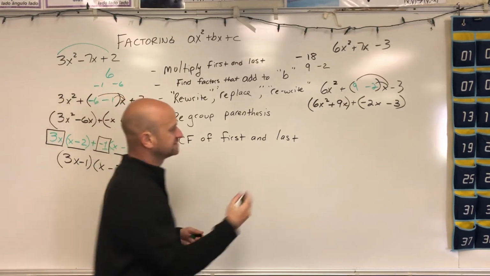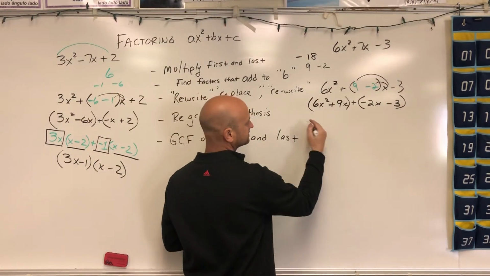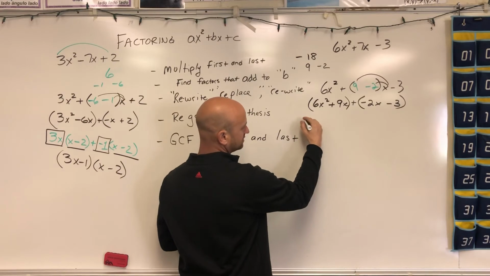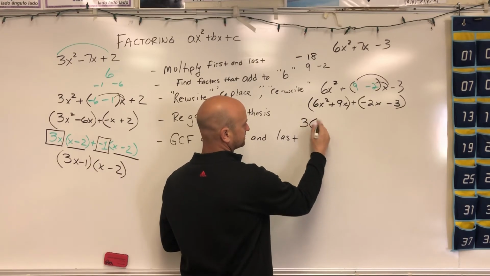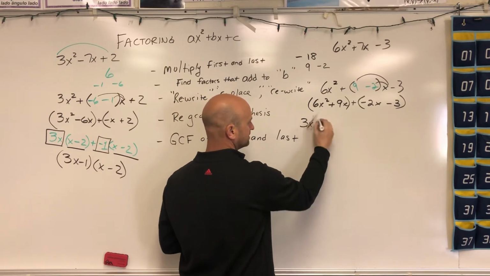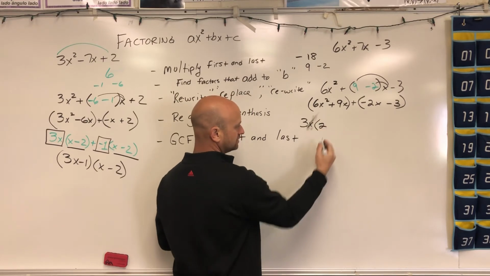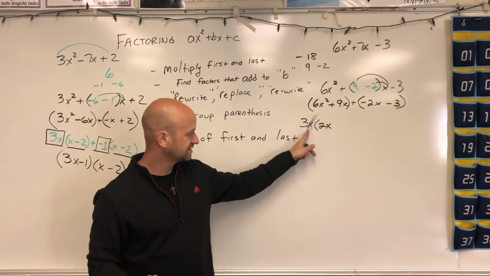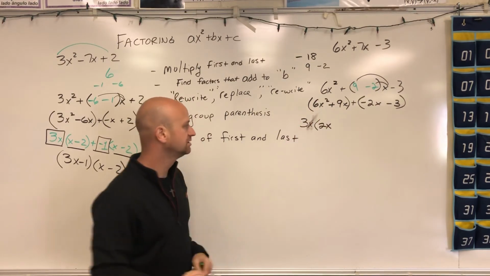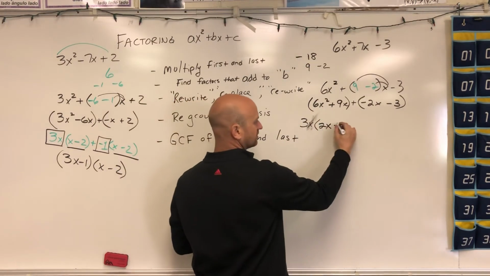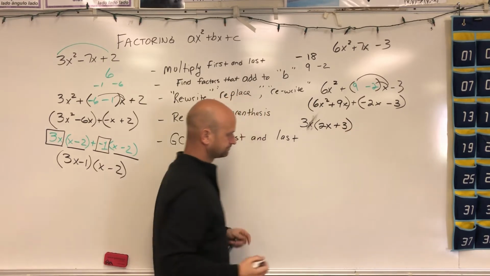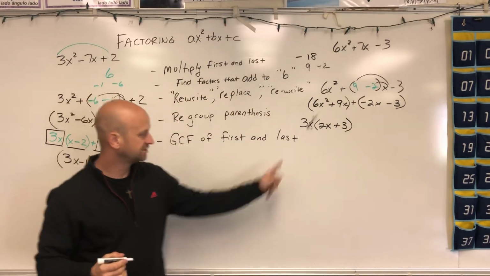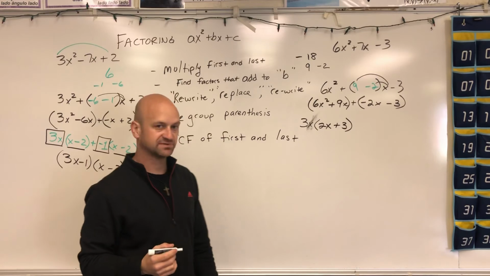All right, now we're going to take the greatest common factor of this, which happens to be 3x, and we're left with 2x here. So 3 times 2 is 6, x times x is x squared. If we take 3x out, we're left with 3 here. And again, 3x times 3 gives us a positive 9x.